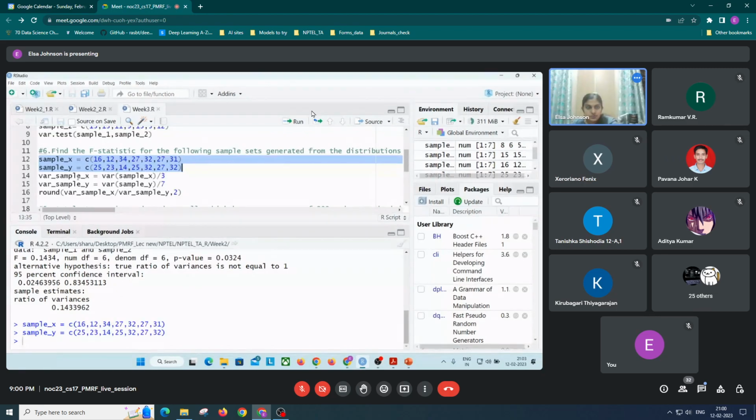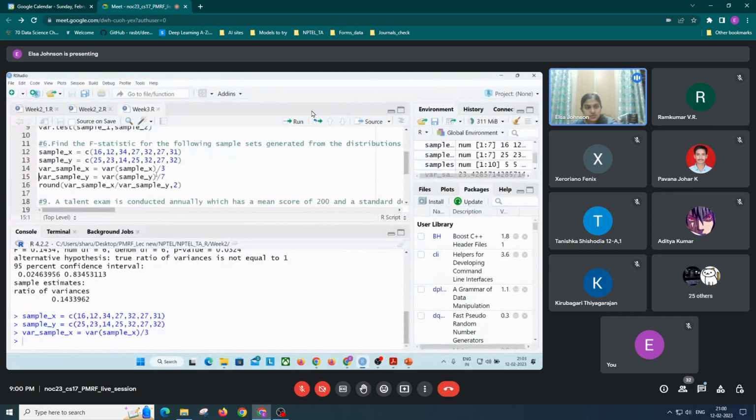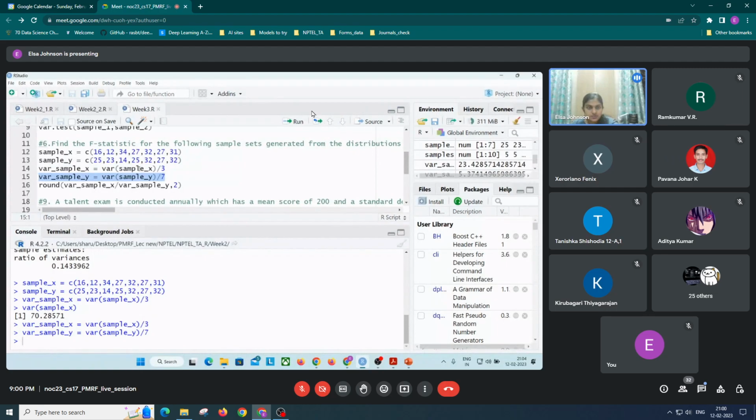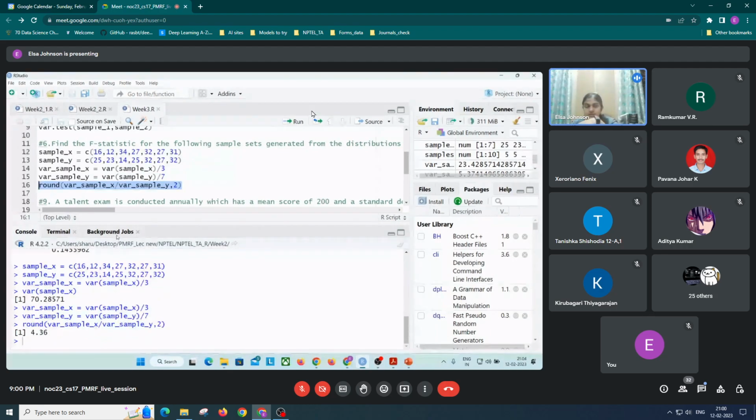So the variance of sample X, I'm just putting VAR of sample X. Sorry, this whole thing has been wrong. So the sample X variance will be this one, divided by 3, which will give you the value, and this one. So for both the variances, S1 by S2, if you take the rounded value also, you'll be getting the F statistic. So that is another method.